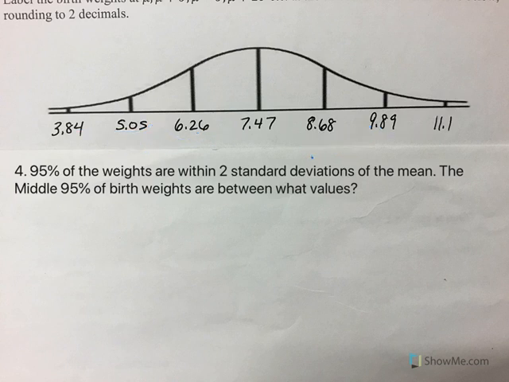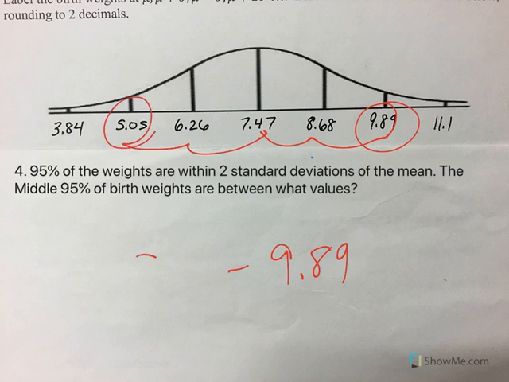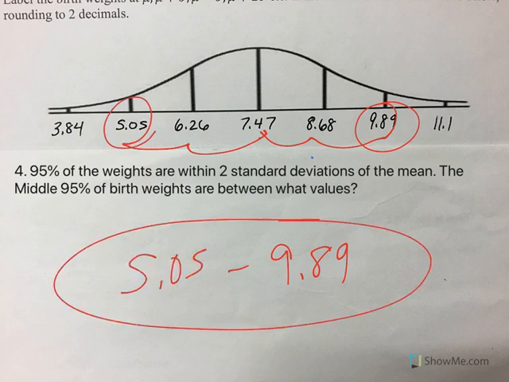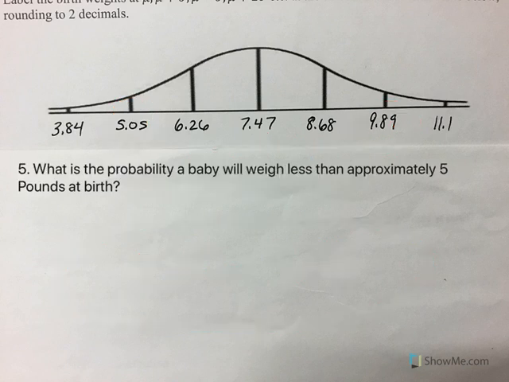Let's answer some problems. 95% of the weights are within 2 standard deviations of the mean. Therefore, the middle 95% of birth weights are between what values? So here's my mean. 1, 2. My top number is 9.89. 1, 2. My bottom number is 5.05. So 95% of birth weights will be between 5.05 and 9.89.